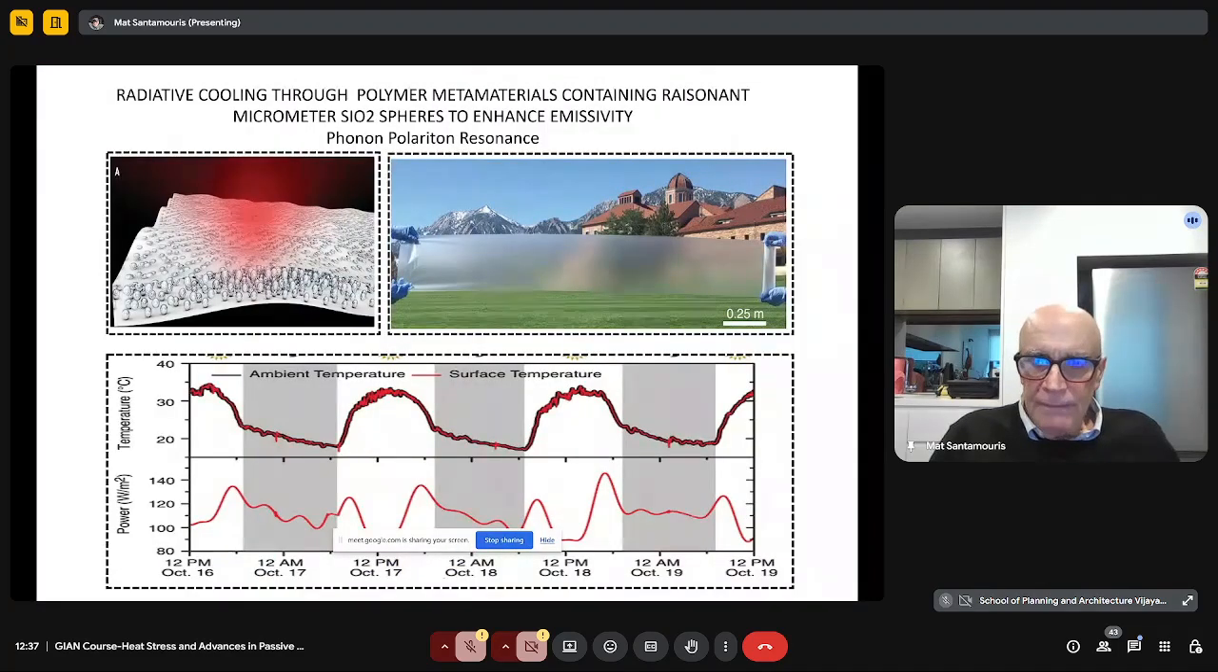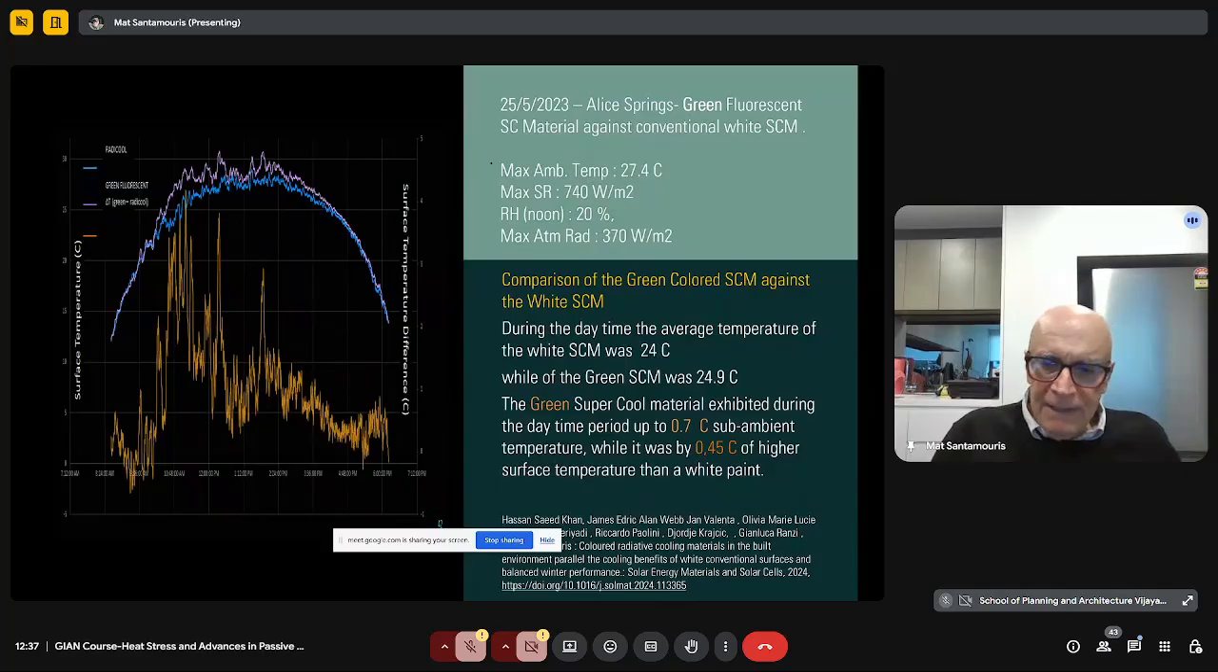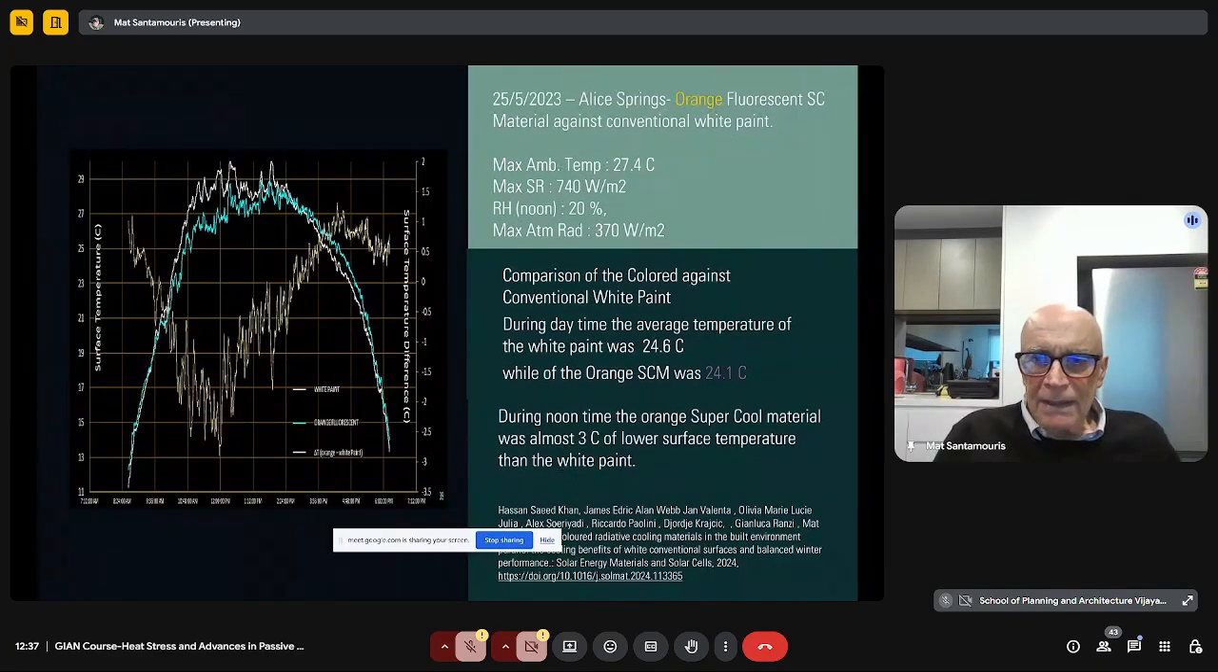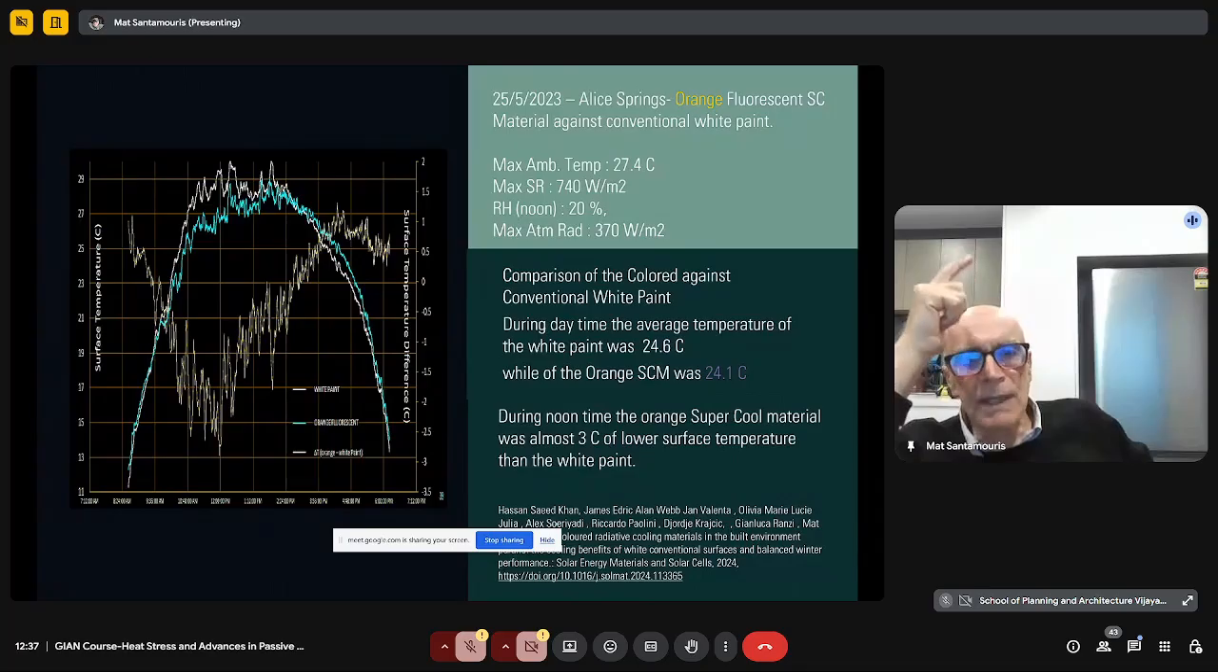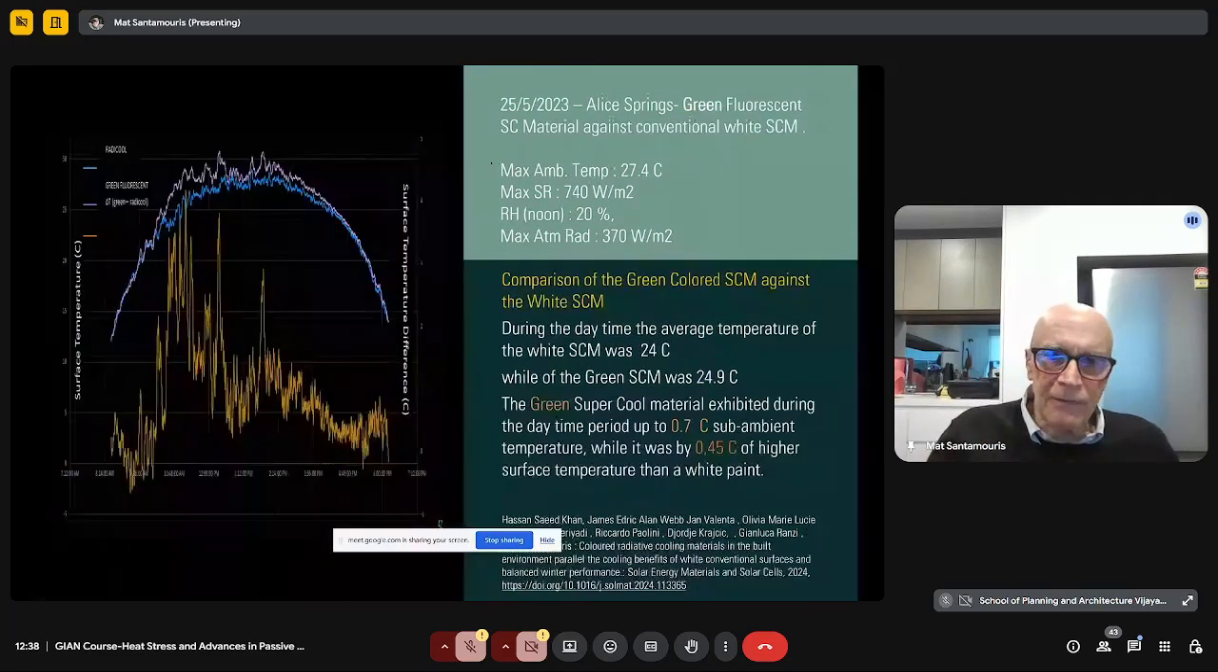However, what is very important, and I'd like to show you, is the comparison of these color materials against the conventional white paints, good conventional white paints. Imagine a red color material which presents a 3 to 4 degrees lower surface temperature than the conventional white paints. So now in the built environment, we have the capacity from the technology point of view to use any color we wish at very low surface temperature with very high cooling performance.